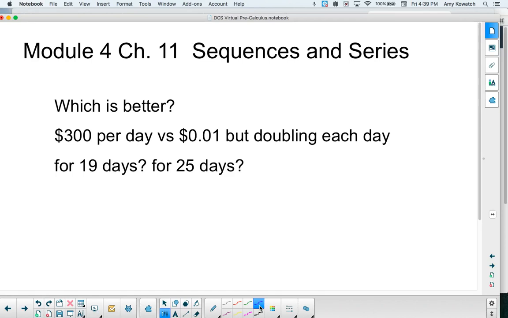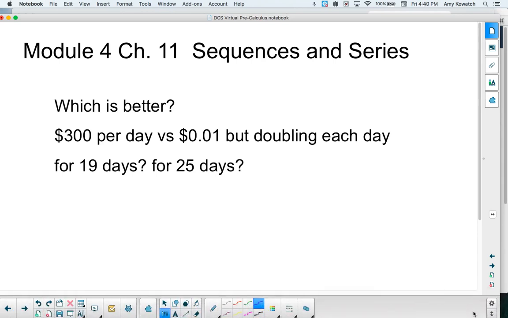Welcome to Module 4, Chapter 11, Sequences and Series. Which is better, $300 per day for 19 days, or getting a penny on the first day, 2 pennies on the second day, 4 pennies on the third day, 8 pennies on the next day? So we're doubling in pennies each day for 19 days. How about for 25 days?